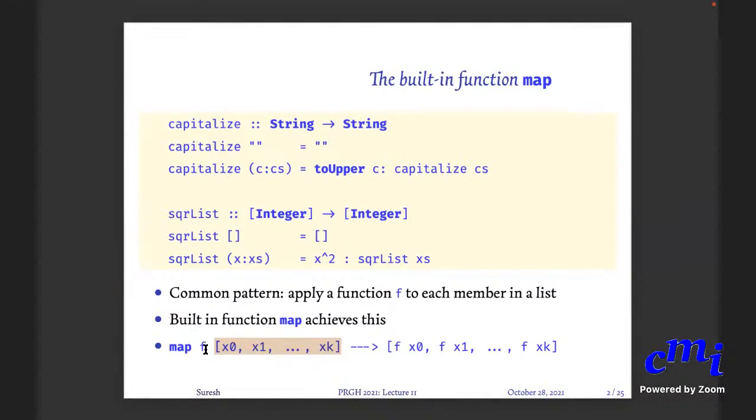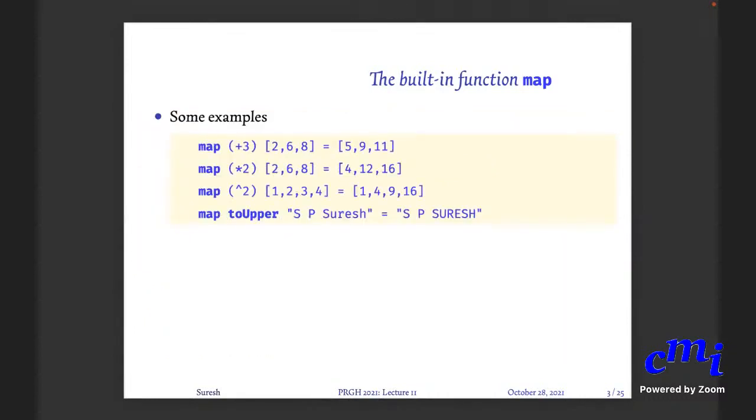F is a function type, so it has to be some argument type, arrow, some result type. What is the argument type of f? If the list is list A, then the argument type is A. What is the result type of f? Some B. And in which case, what will be the resulting list? List of B. List B, exactly. So that is the type of map.